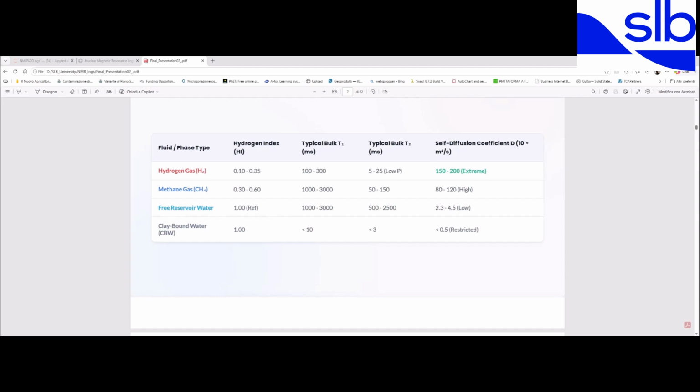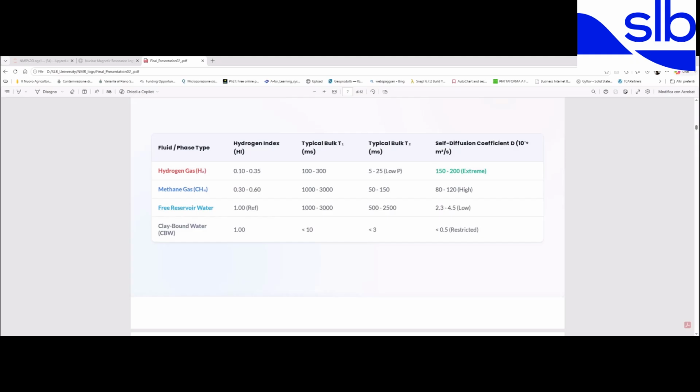So we are working at the moment to develop a new class of nuclear magnetic logs that is able to record this short signal between 5 and 25 milliseconds. We generally have a self-diffusion coefficient around 150 to 200. Extreme signature for hydrogen gas in serpentinite rocks.